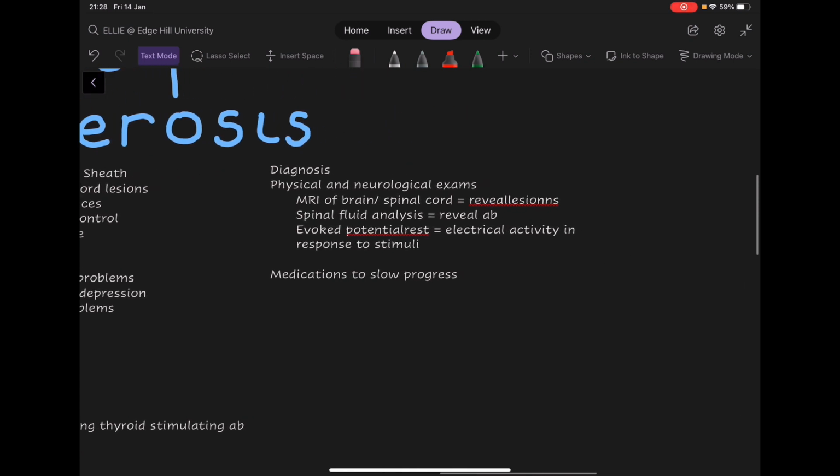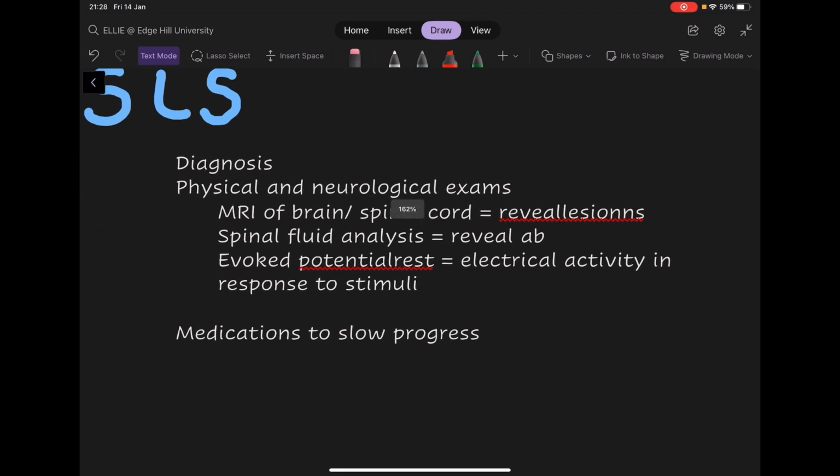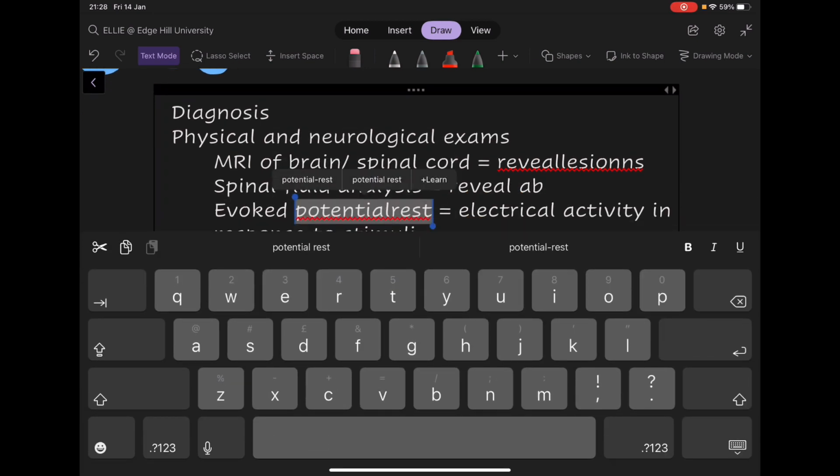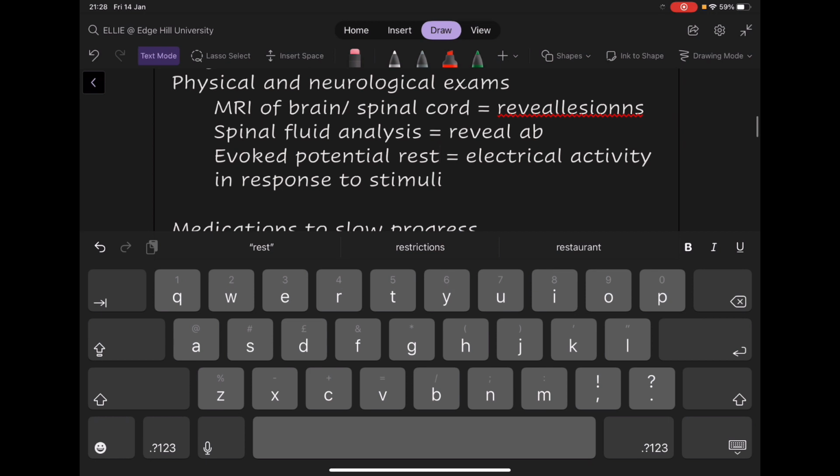It tends to be diagnosed by a combination of physical and neurological examinations, such as MRIs of the brain and spinal cord to show if these lesions are present, spinal fluid analysis to show if any antibodies are present, evoked potential tests, which test the electrical activity in response to certain stimuli. And sadly, there is no cure for this. We can only give things to treat the symptoms.